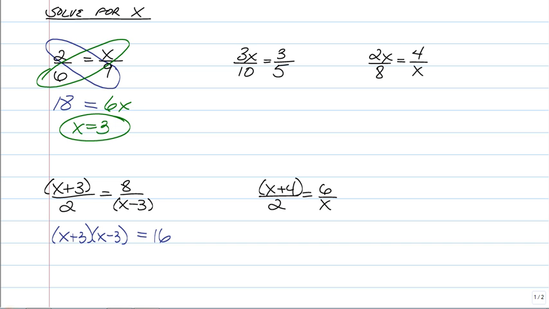So what I would like you to do is pause the video and see if you can solve all of these correctly on your own. So give it a try.